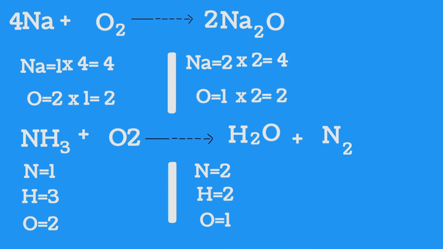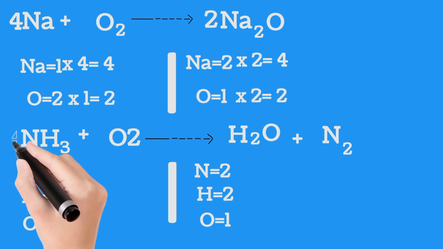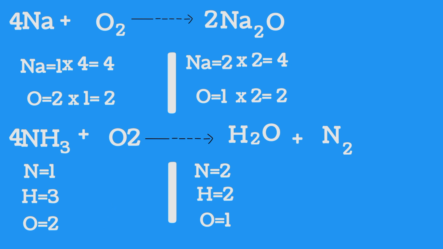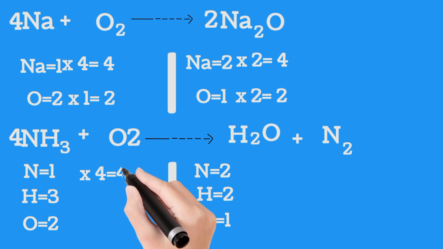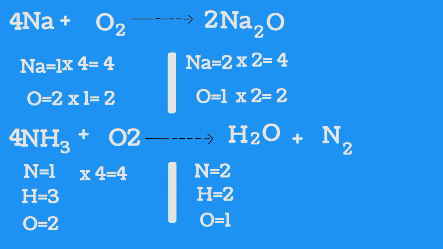If you look on both sides, none of the atoms is balanced, and we'll have to balance this equation. So we'll balance by adding numbers in front. If you put 4 in front of NH3, what are the new atoms present? 4 times 1 atom of nitrogen will give you 4 atoms of nitrogen. 4 times 3 atoms of hydrogen gives you 12 atoms of hydrogen. Now we'll have 4 atoms of nitrogen on the left and 12 atoms of hydrogen on the left. We have to go and balance it on the right.